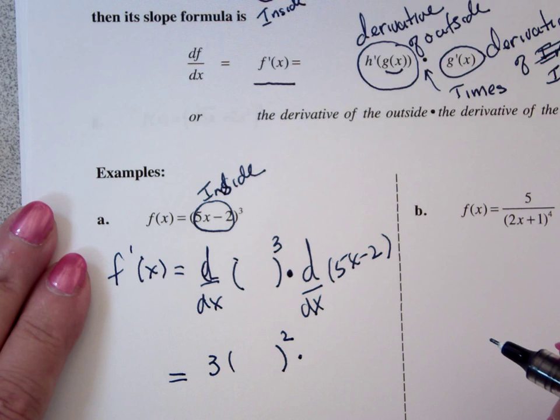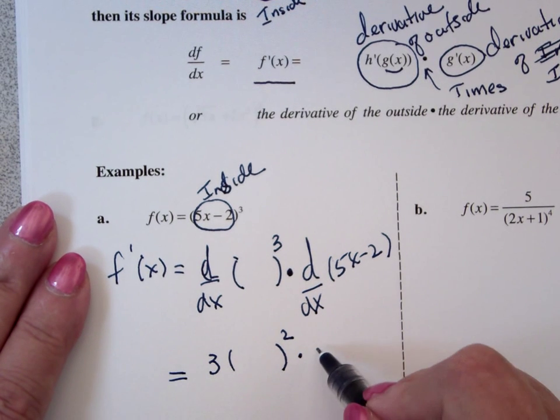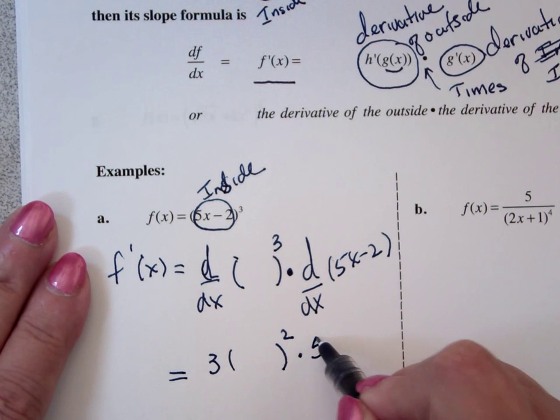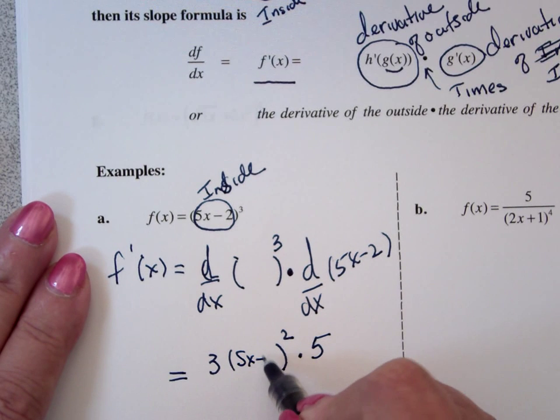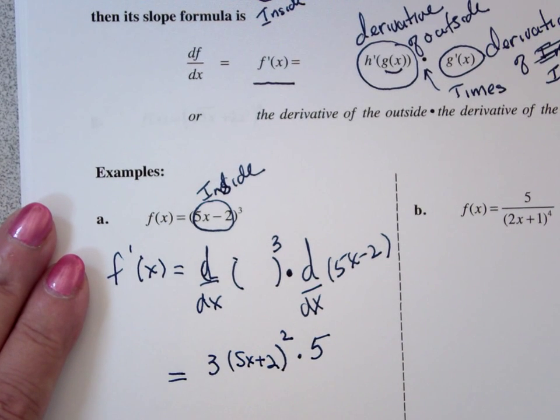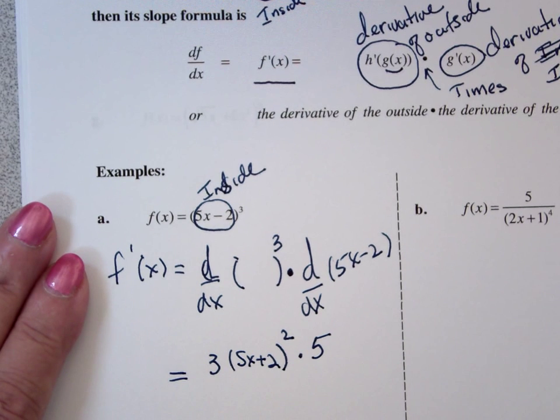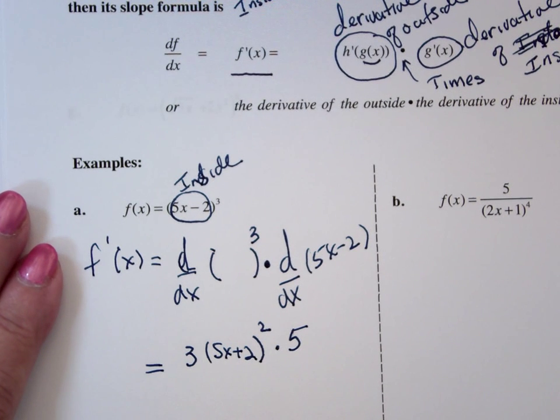And what's the derivative of the blob? Blob is 5x plus 2. Derivative of 5x plus 2 is 5. And then this becomes 5x plus 2. Derivative of the outside times derivative of the inside.